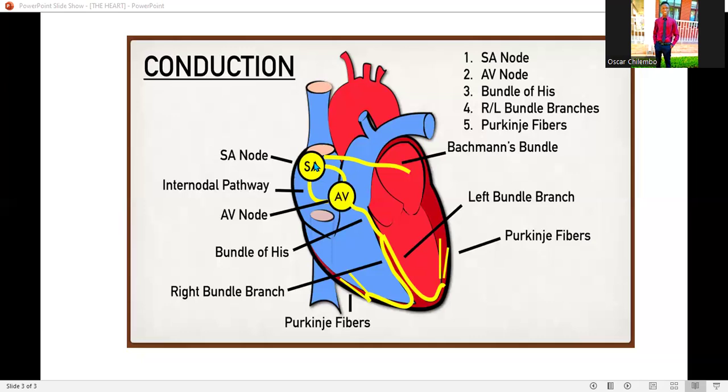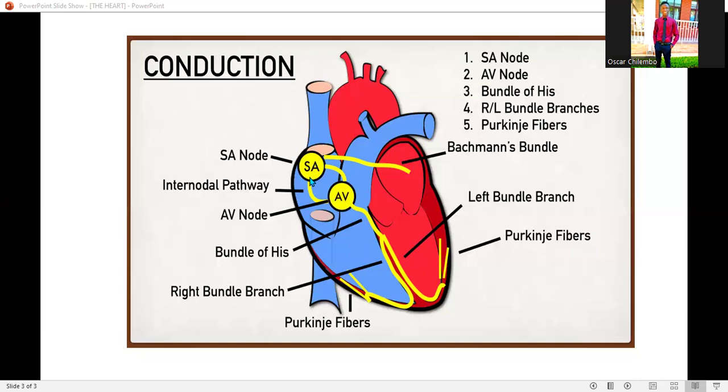Where is it located? This is the superior vena cava. The SA node is located just at the opening of the superior vena cava, as this superior vena cava drains blood into the right atrium. Mind you, it is very important to know the location of this component. Now, how does this electrical impulse get to be distributed to all parts of the heart where it is required?